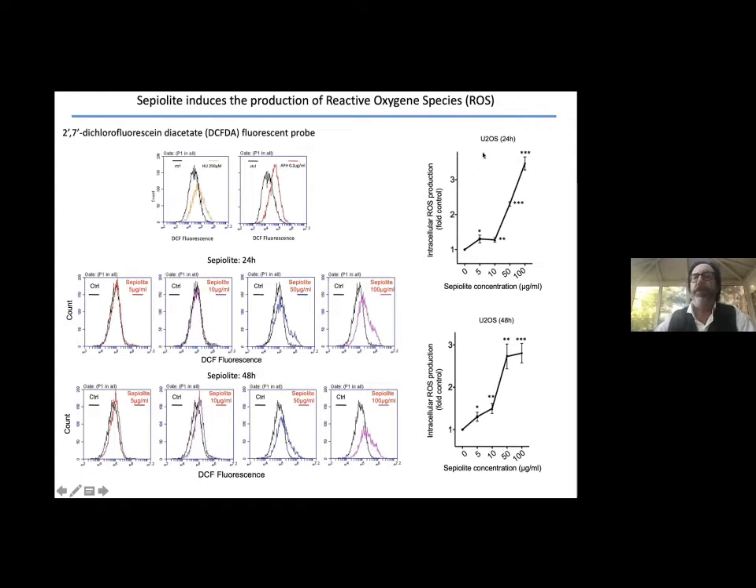So here we have the quantification of ROS production in this human cell line, which is osteosarcoma cells. We have the production of ROS 1 or 2 days after exposure to sepiolite as a function of the concentration, meaning that the cells detect the presence of sepiolite and they are able to respond to this presence.